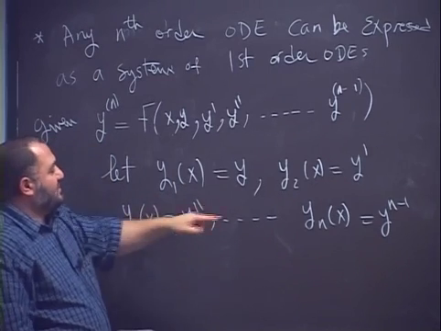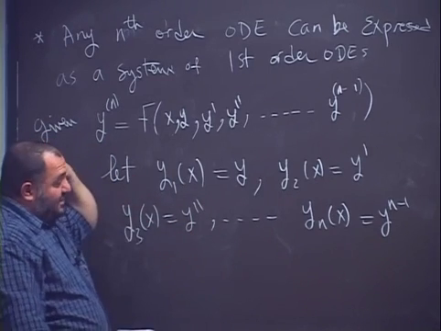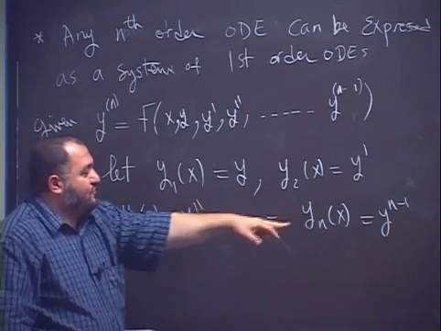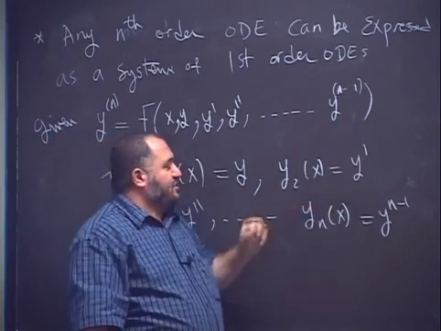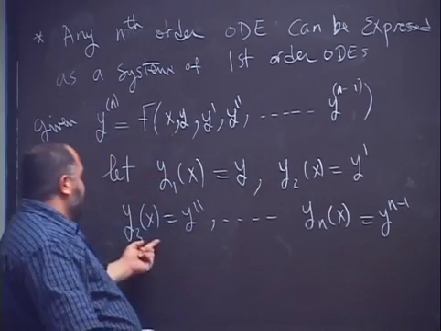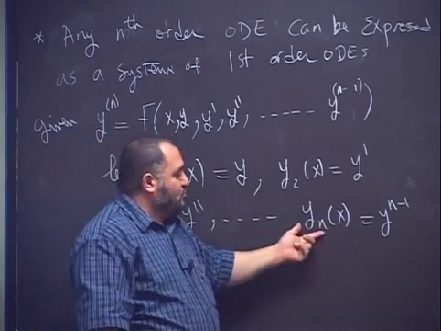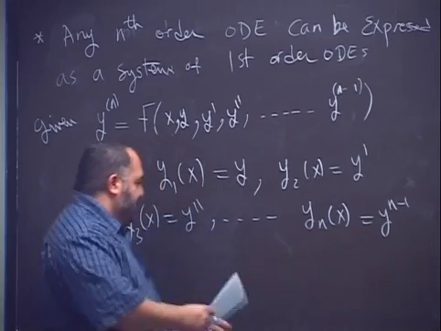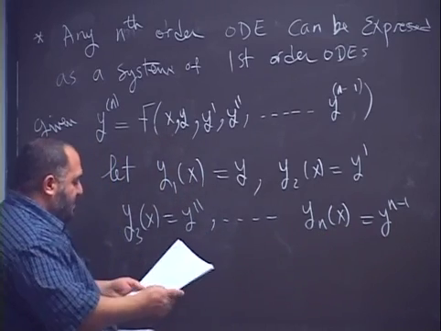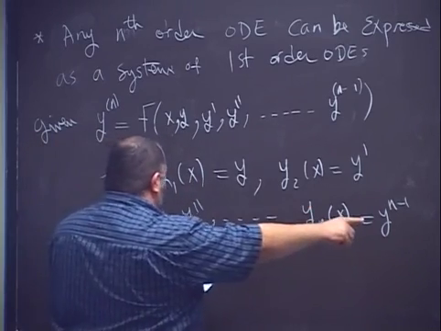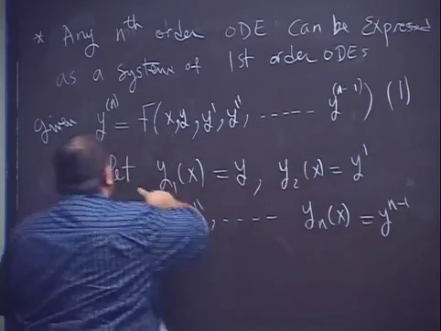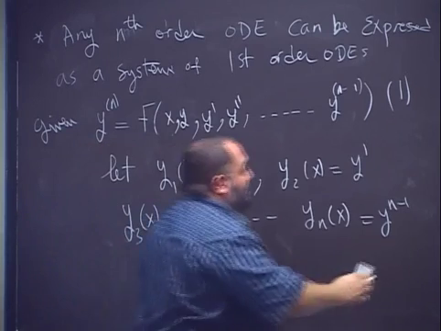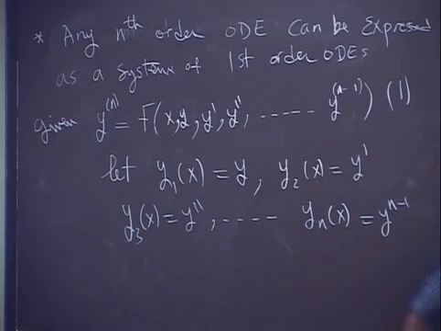So in order to do this transformation, we will assume that the variable y in the original formula is just y1. And the first derivative of this variable y is y2. The second derivative is y3, up to the n minus 1 derivative, which is yn. Then now, we'll call this equation number 1. We'll see what equation number 1 will be here.